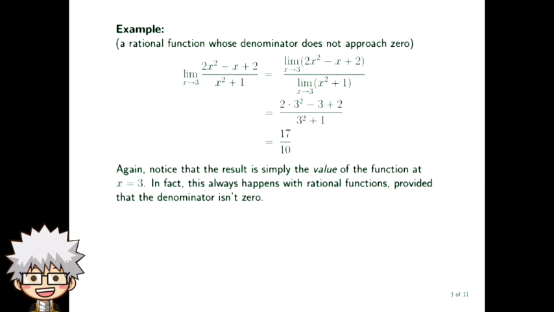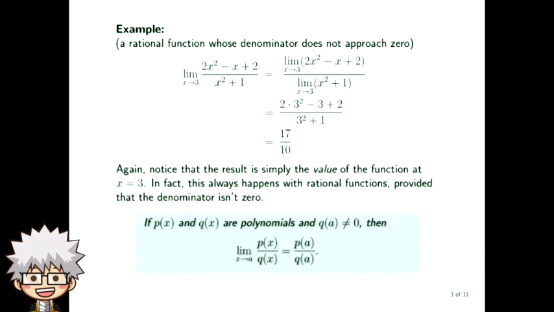If p(x) and q(x) are polynomials, and q(a) is not equal to 0, then the limit as x approaches a of p(x)/q(x) is equal to p(a)/q(a), which is simply the value of the rational function at x equals a. This is similar to the continuity property that we just saw for polynomials. In fact, it's the same thing, so we have here the continuity property for rational functions as well. Limit equals value wherever the function is defined.